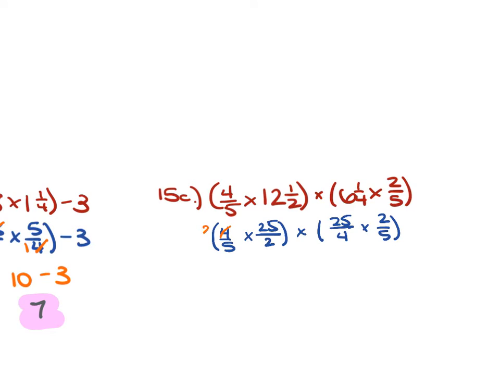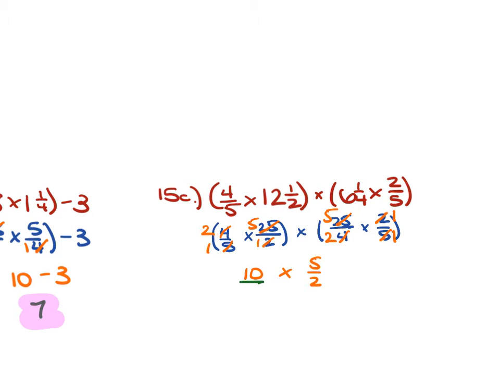So, the 4 is going to become a 2, making the 2 a 1. 5 becomes a 1, making the 25 a 5. So that's just 2 times 5, which is 10. For the 25 over 4 times 2 over 5, the 2 becomes a 1, the 4 becomes a 2. The 5 becomes a 1, the 25 becomes 5. So it's 5 over 2.